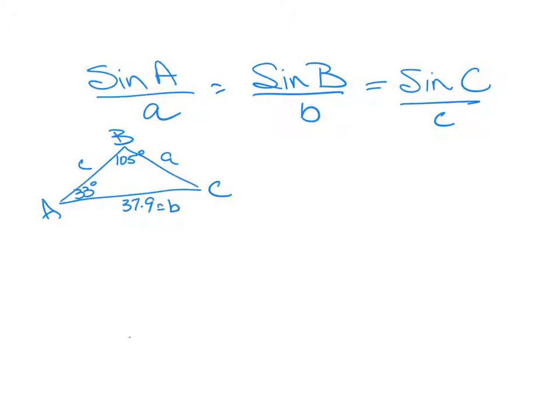So when we are solving triangles that are not right triangles, what I tell kids to do is, if it says solve a triangle, it means write all the parts that are missing. So what I do is I put big A, big B, big C, little a, little b, little c. And then I fill in what I know. I know that big B is 105, big A is 33, and little b is 37.9.